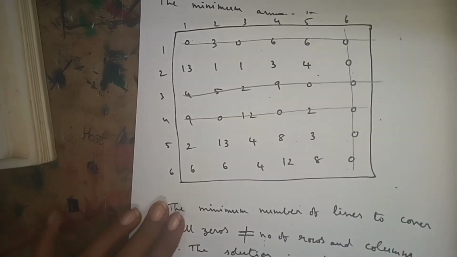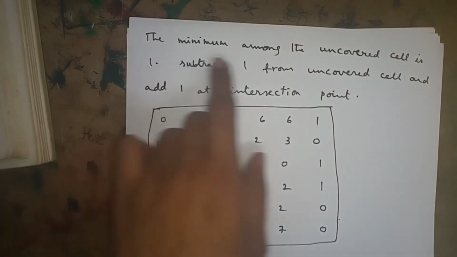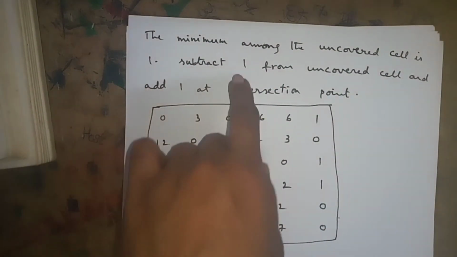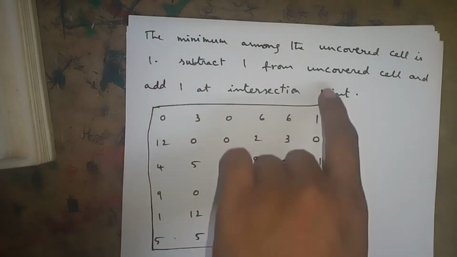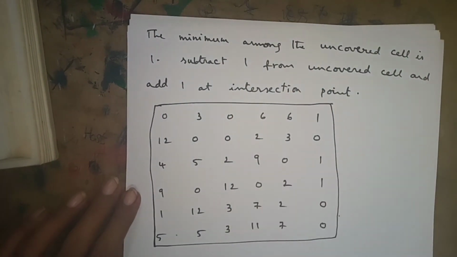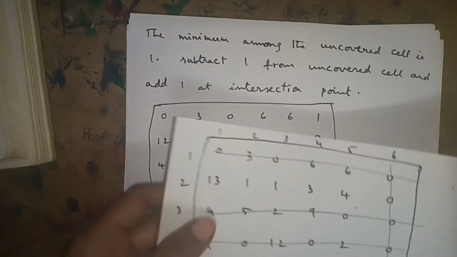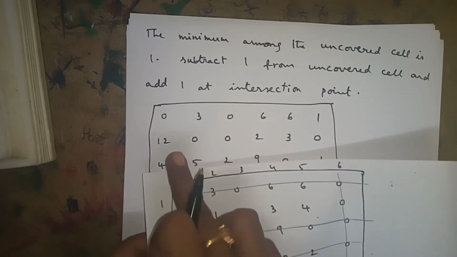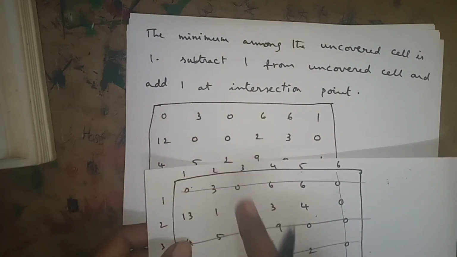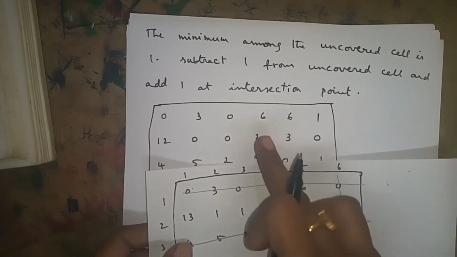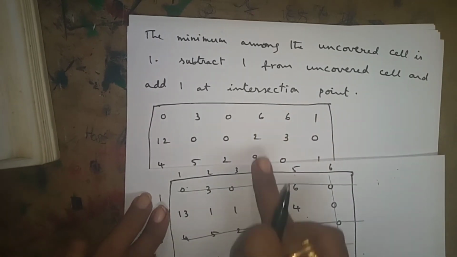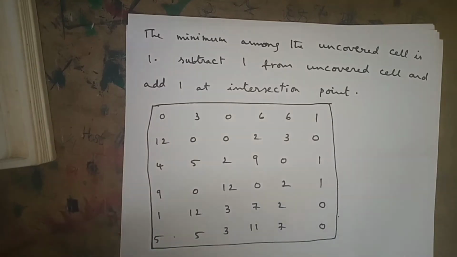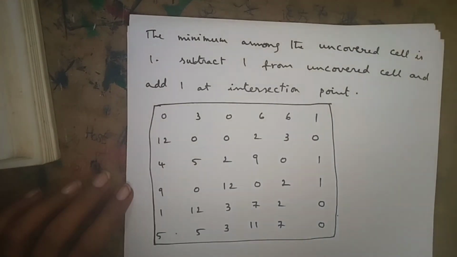Now I wrote that. The minimum among the uncovered cells is 1. Subtract 1 from the uncovered cells and add 1 at the intersection points, and then I have got it like this. Why? Because 13 minus 1 is 12, 1 minus 1 is 0, 1 minus 1 is 0. Like this you will get. At the intersection points I added. Now what do we have to do?